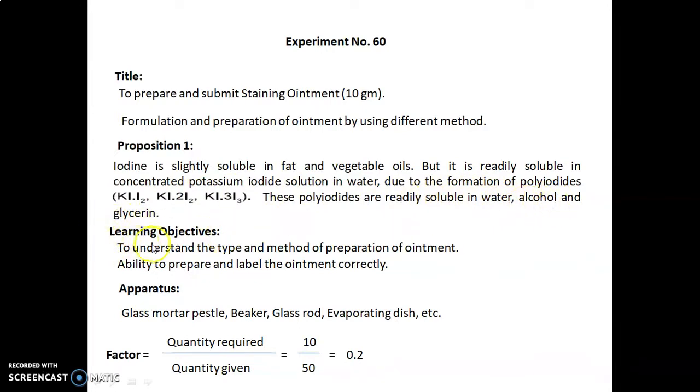Learning objectives are to understand the types and the method of preparation of ointment, and the ability to prepare and label the ointment correctly. Apparatus required are glass mortar, pestle, beaker, glass rod, evaporating dish, etc. As here we use the glass mortar, there is a chance of staining by iodine. That's why we have to use the glass mortar and pestle. Factor is calculated as quantity required upon quantity given, equal to 10 upon 50, that is equal to 0.2.